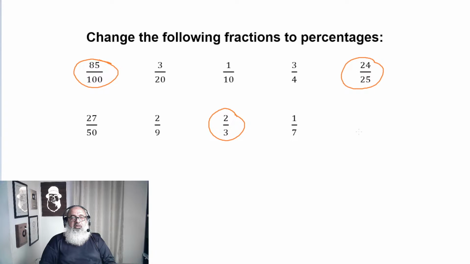24 over 25. So when we see any factor of 100, the first thing we try to do is convert this number to 100. So I have to multiply it by 4, right? There are 4 25s in 100. So exactly the same thing we have to do here, so the value of the fraction is not changed. Here it's 100, and 24 times 4 is 96.